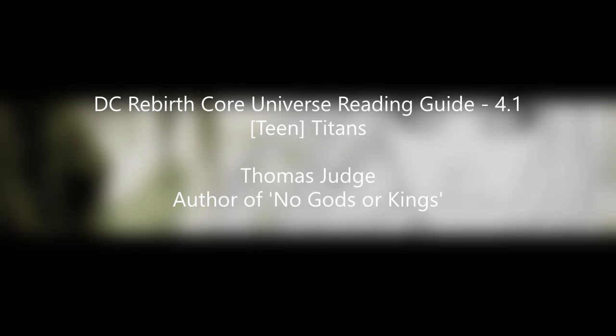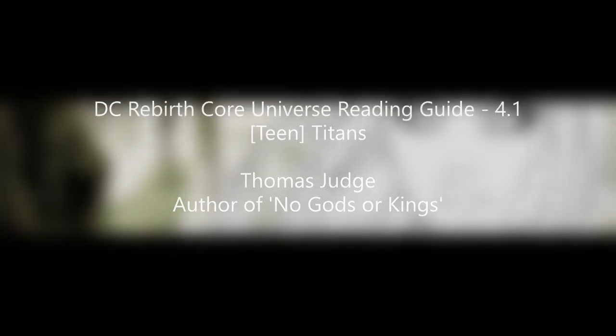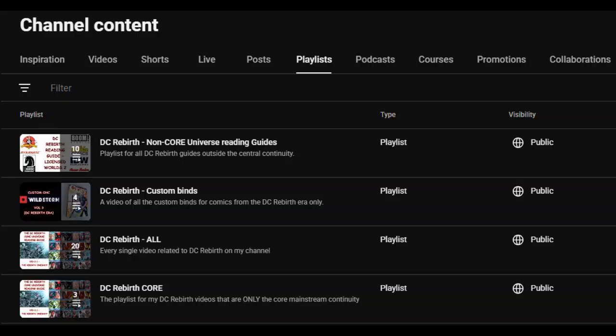We've got to remember I've read all of the DC Rebirth era of comics. That's 3,370 issues, give or take. And I've been releasing a guide for this in various sections. We're now going through the core continuity part. That's 2,724 single issues. What I'm showing you now, the playlist on my channel.